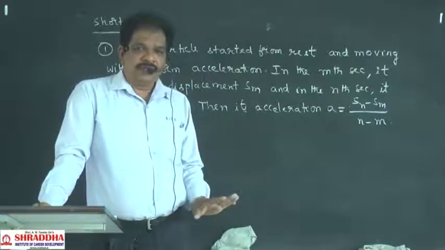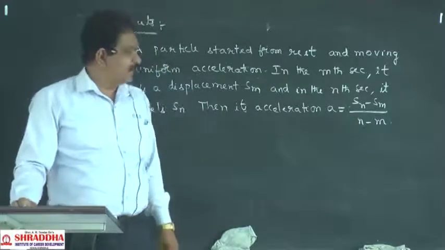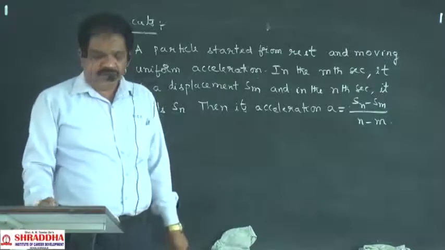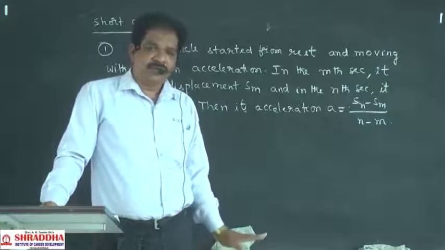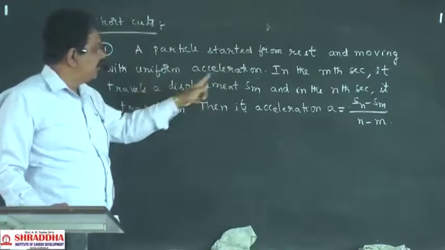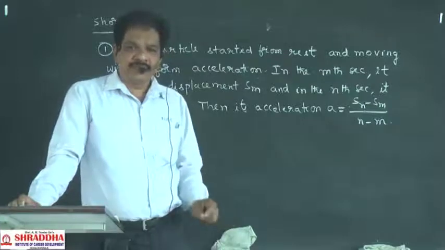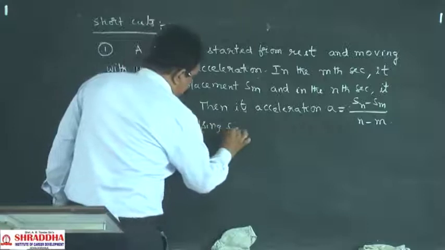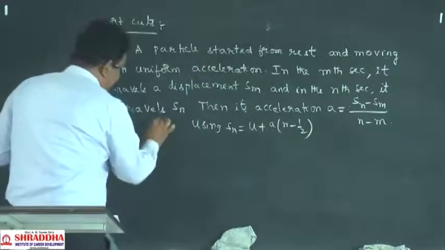Clear? In the mth second, it traveled a distance Sm. In the nth second, it traveled a distance Sn. Find its acceleration. Like that, if any problem is there, you have to use the formula A is equal to Sn minus Sm by n minus m. Okay, that is the shortcut. How is this formula gained? Here the body started from rest and is moving with uniform acceleration. What is the formula for displacement in the nth second? Sn is equal to u plus a into n minus half. That is the formula. So Sn is equal to u plus a into n minus half. Okay? How is this shortcut gained?